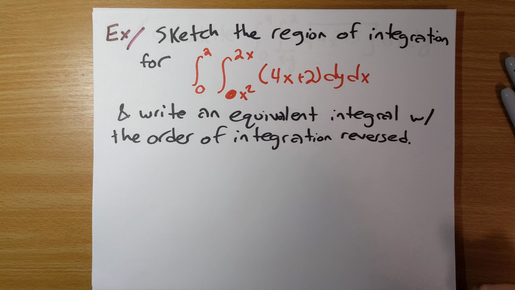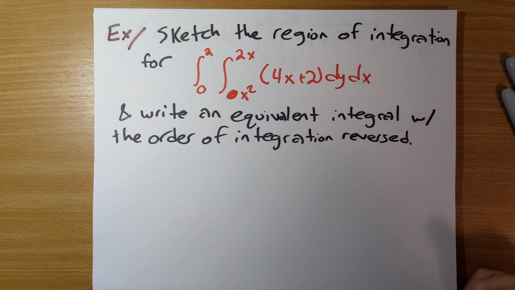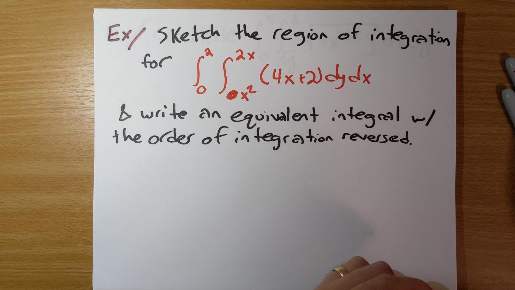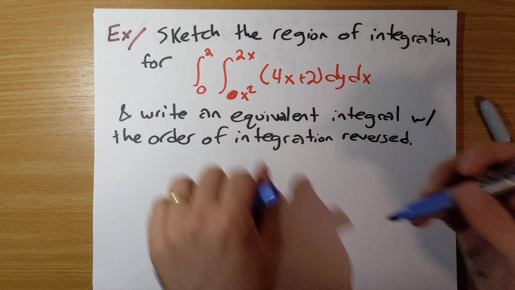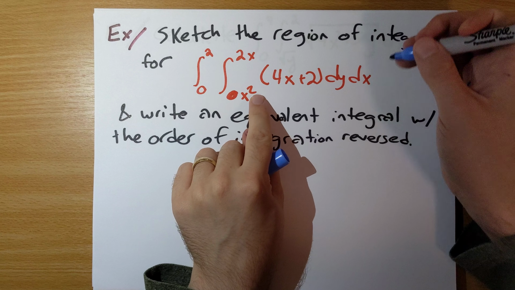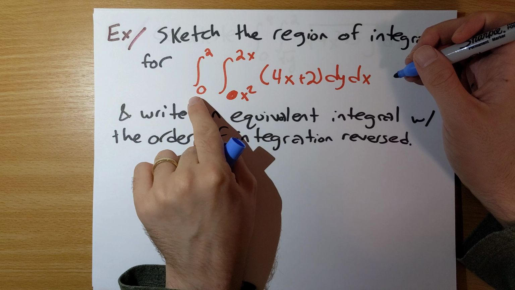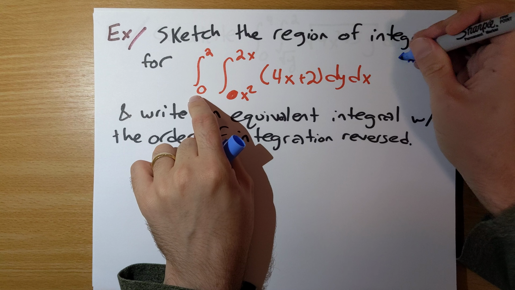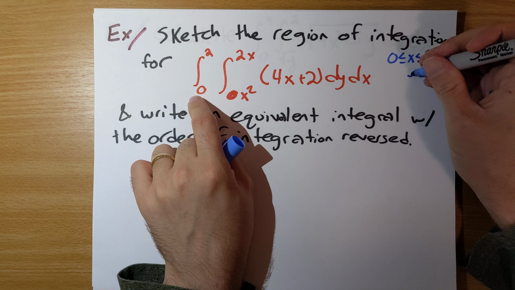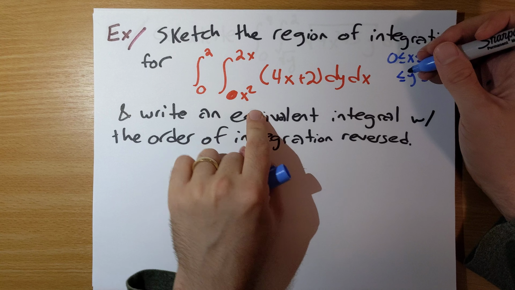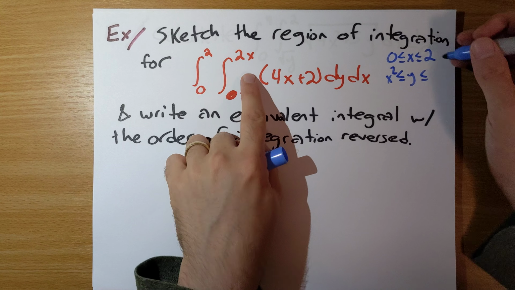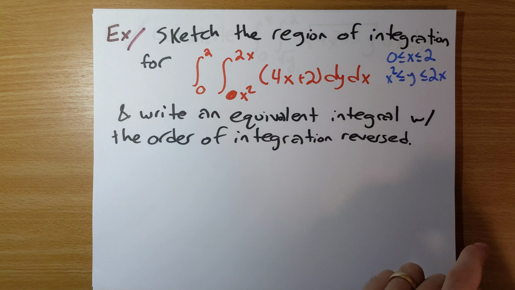Sometimes we have this kind of problem. Sketch the region of integration for this double integral here, iterated integral, and write an equivalent integral with the order of integration reversed. So what's going on here? What are the bounds on this original integral? So x is running from 0 to 2. Y is running from x squared to 2x.